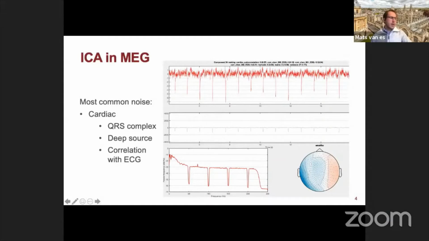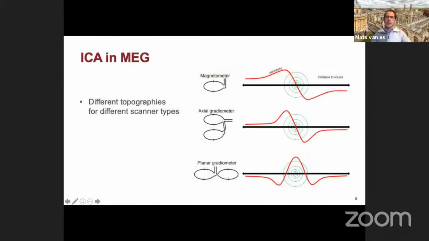An extra difficulty is that we can have different sensor types in different MEG systems that have different sensitivity profiles. For example, if you have a system that contains either magnetometers or axial gradiometers, then the sensitivity is lowest right above the source. But for planar gradiometers, the sensitivity is highest right above the source. And that means that the spatial maps that you will see in ICA can be very different between different sensor types.